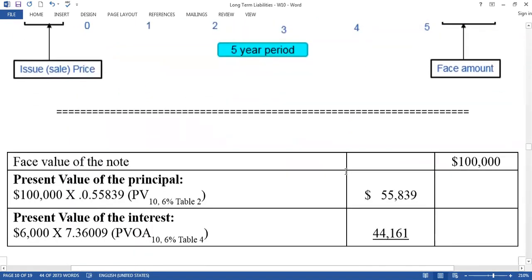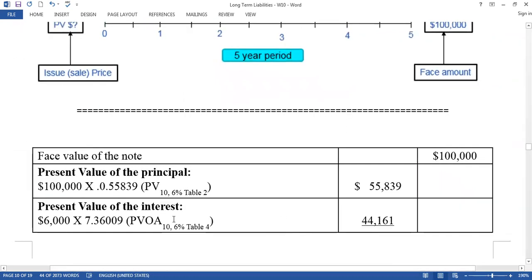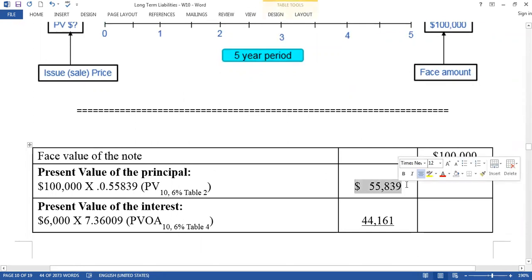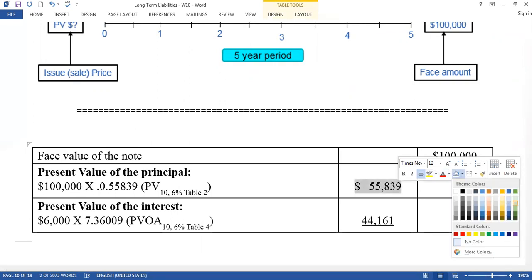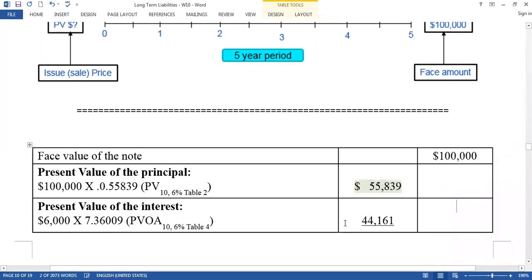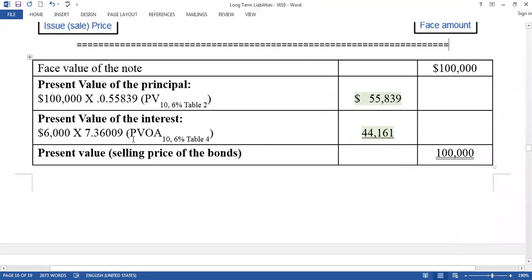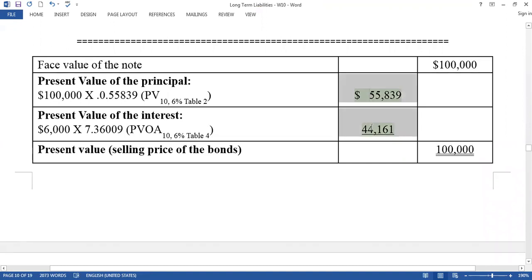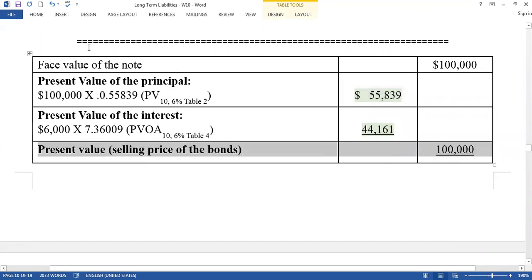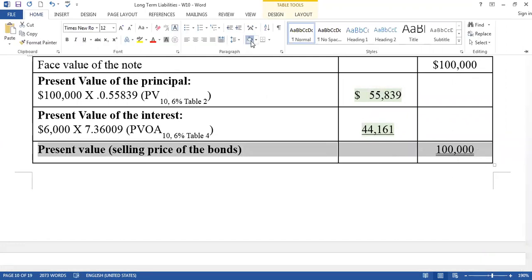Now, based on this diagram, this is our table. We calculate the present value of the face amount. Present value of face amount is this, and this is the present value of interest. Now, if we add these two, we find the total present value.